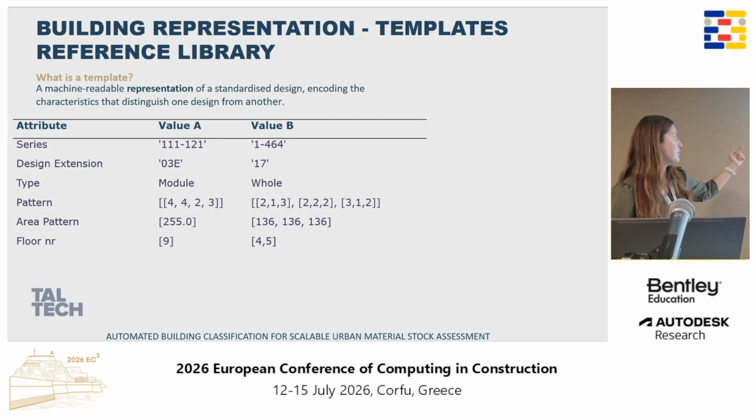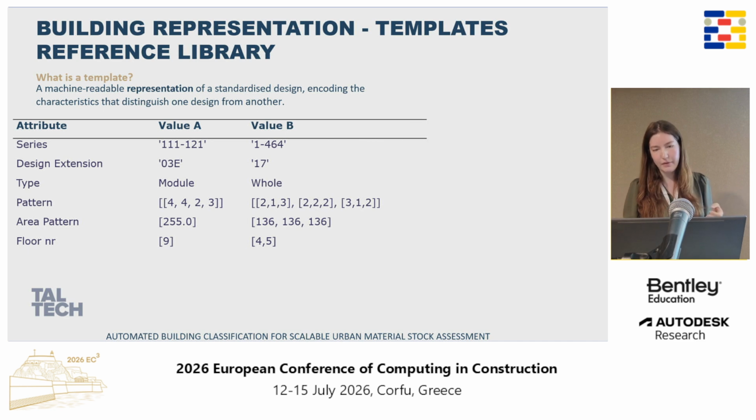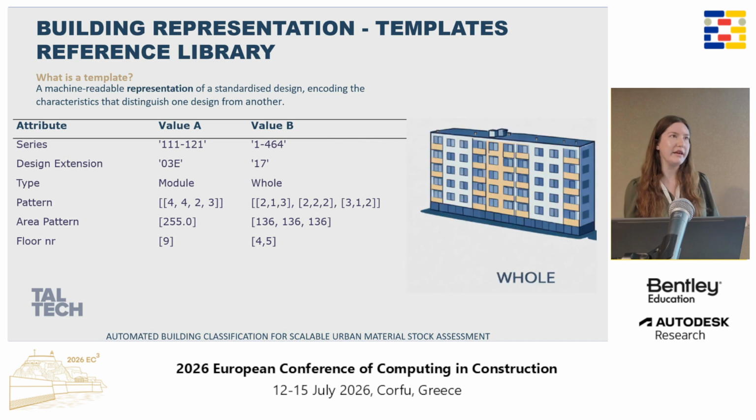So we have, first of all, of course, series and series design specification. We have type of building. This matters because for these blueprints, there were two types. First, there were modular blueprints, so you would have a blueprint of a staircase, and then you could configure them together to create an actual building, or there were whole buildings. So in there, of course, you have the entire building.